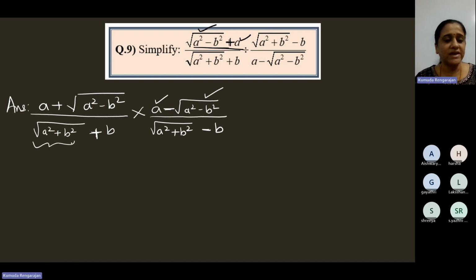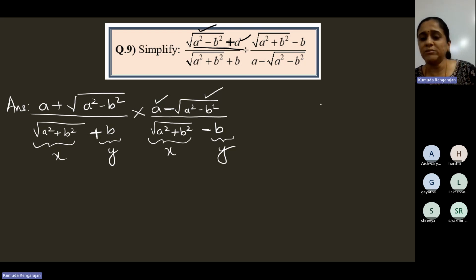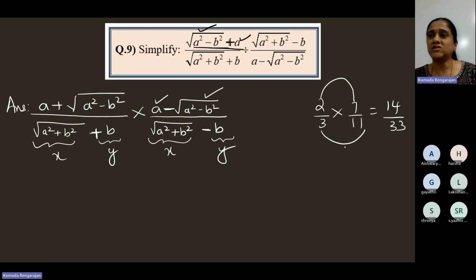Here, you can look at this as x, this one as x, and this one as y. All right, so we have x plus y and x minus y. So when you have to multiply two fractions like this, how do you multiply? Like, see, you have 2 by 3 into 7 by 11. How do you multiply? Multiply the numerators and multiply the denominators, correct? That's how we multiply. We don't take LCM for multiplication. Only addition and subtraction are simplified using LCM. So when it's multiplication, we multiply the numerators, multiply the denominators.